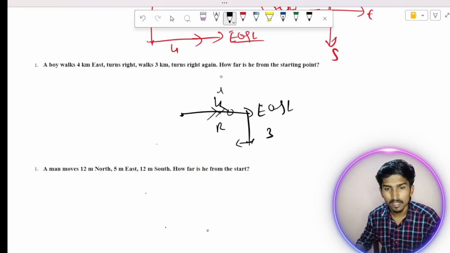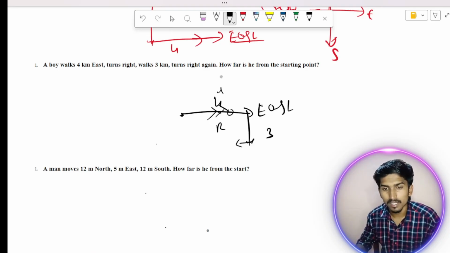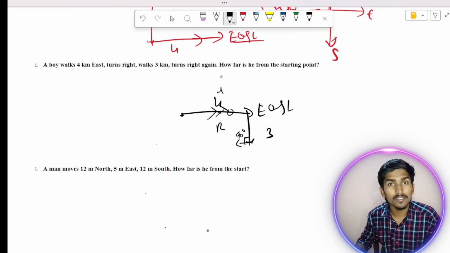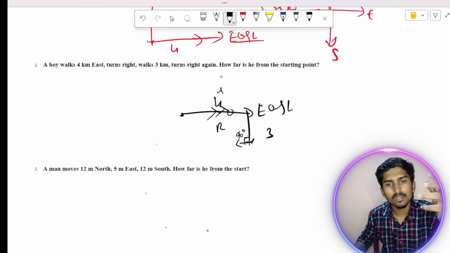Okay, right side. See, in this question, they are not mentioned how many kilometers does he travel after the right turn here. They just told he turned, that is 90 degree right side, that's all. You should not confuse with the question. Remember, study means understand the question properly first of all. If you understand, it will be very easy.